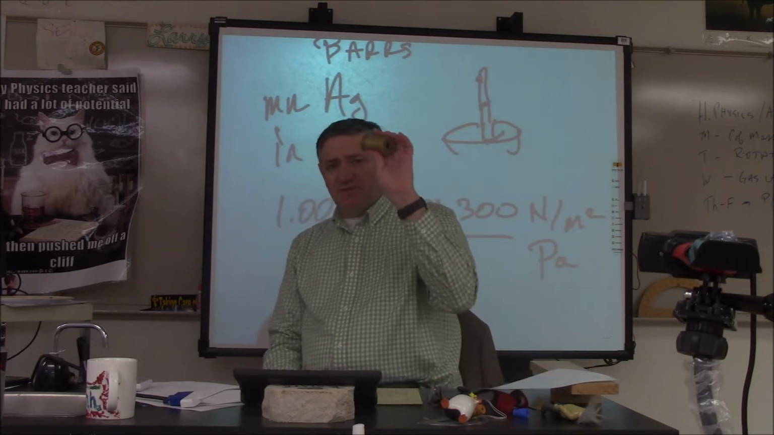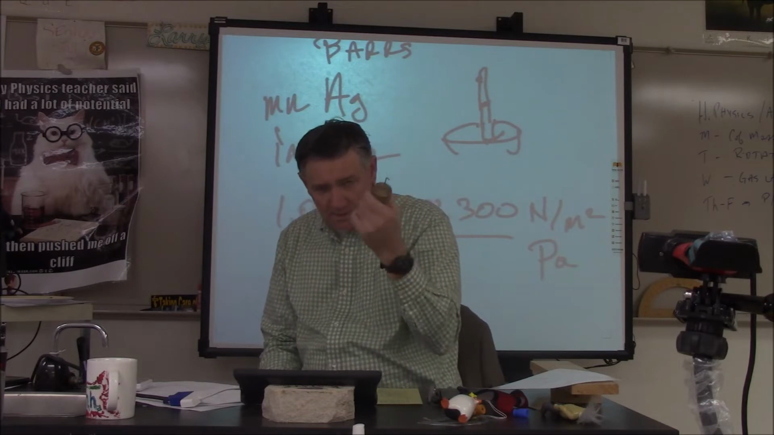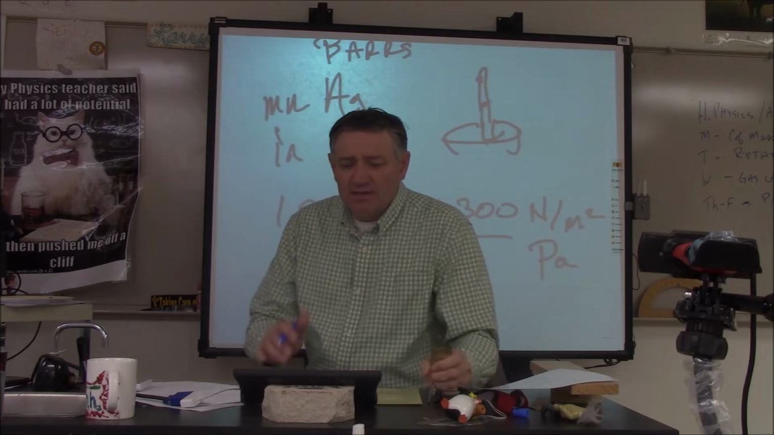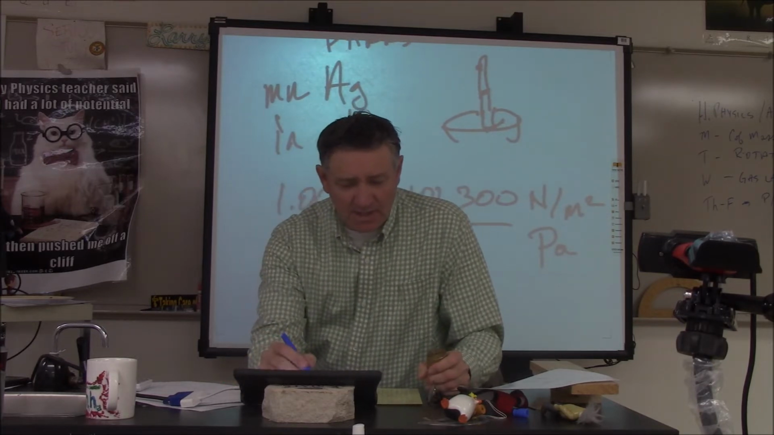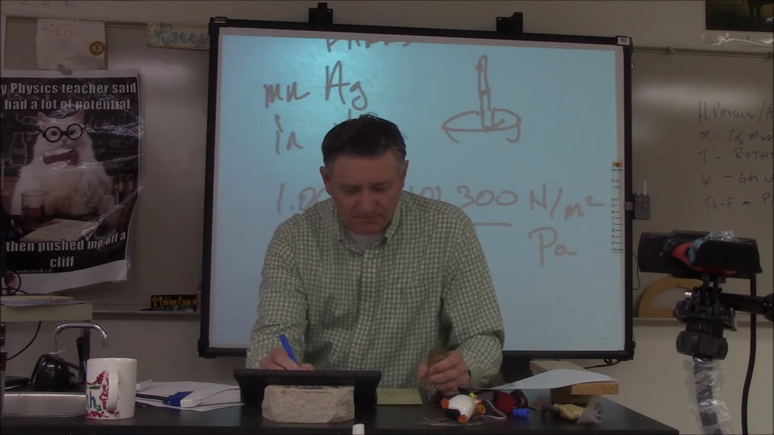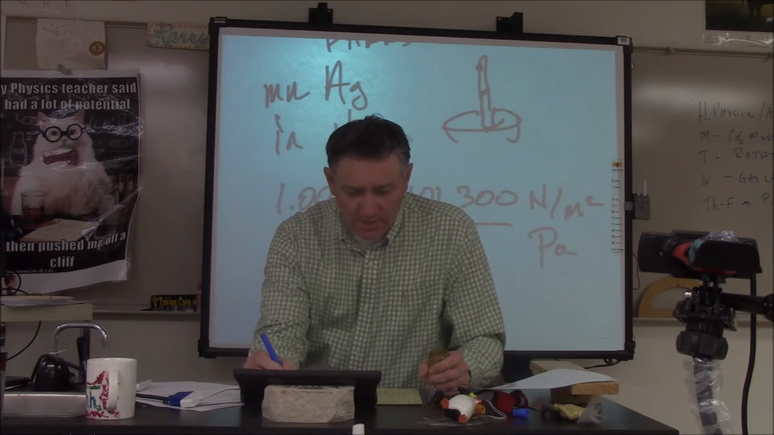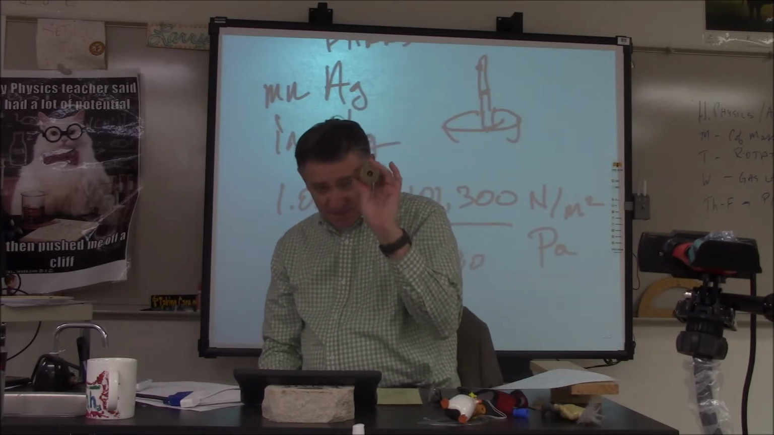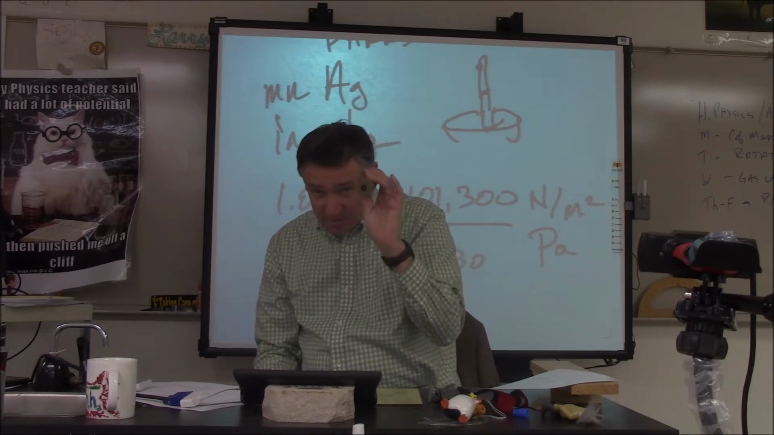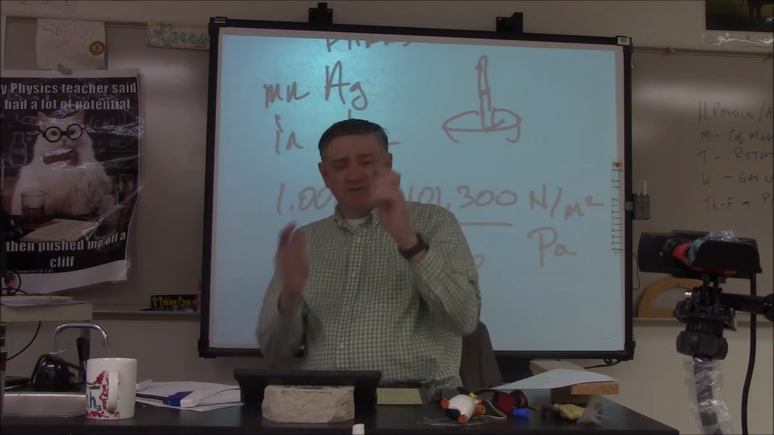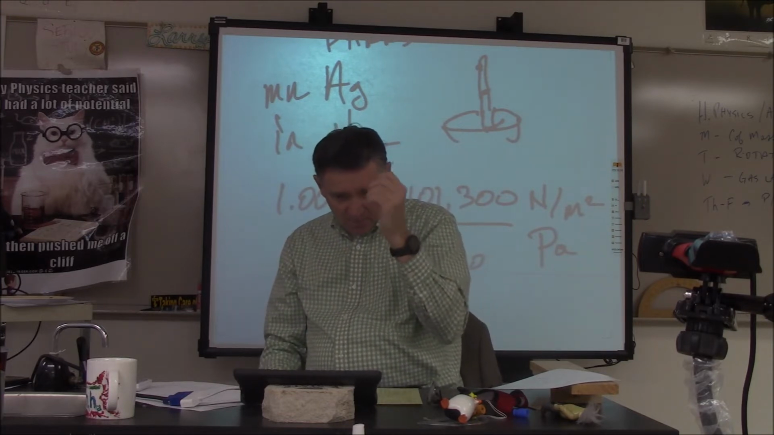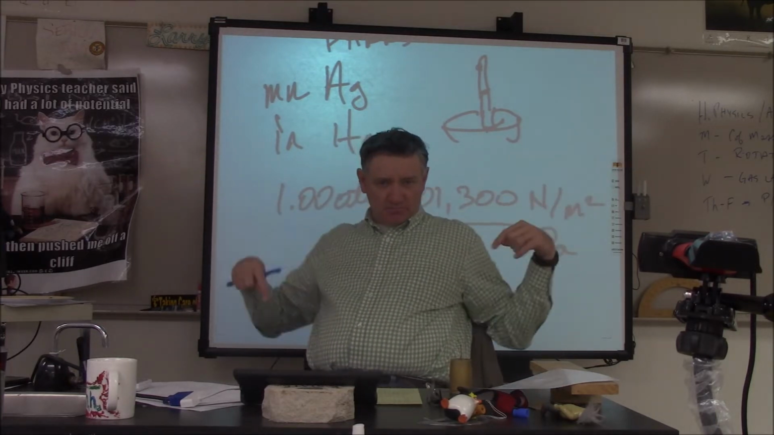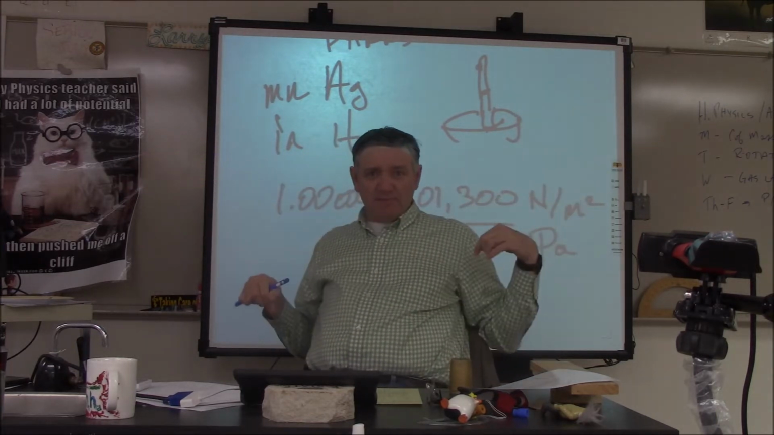If you consider the fact that 1 kilogram weighs about 10 newtons, and you take this and divide it by 10, you get 10,130 of these. Each one of these is a 1 kilogram mass, because each one of these weighs 10 newtons. What that means is, if you have a square meter, visualize this, you have a square meter.